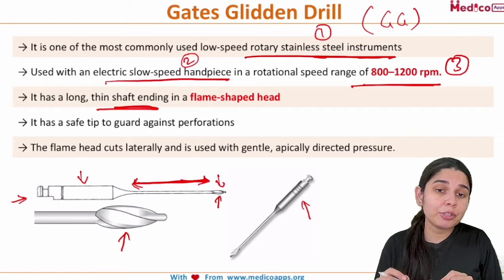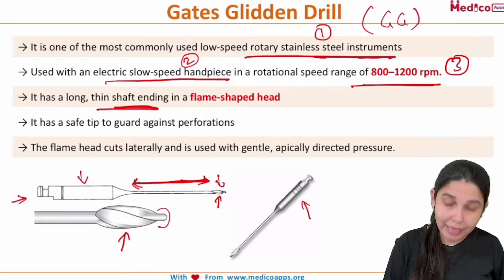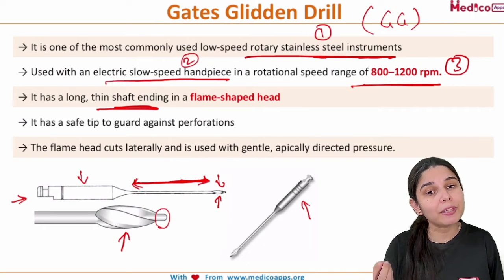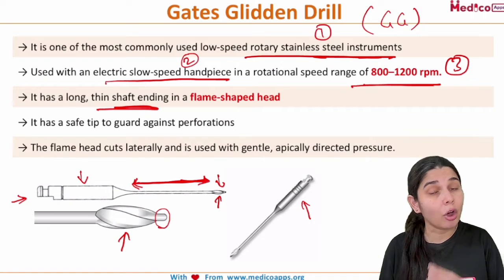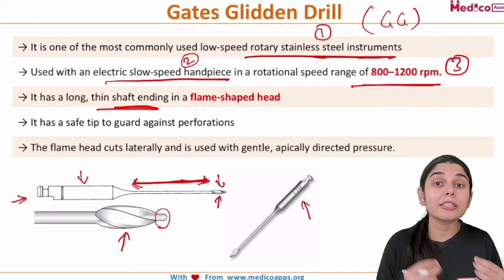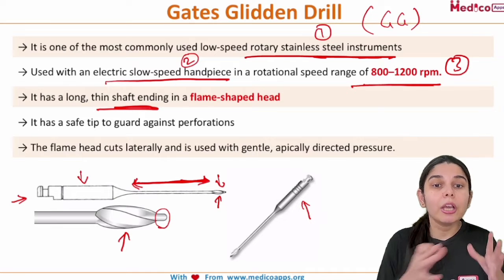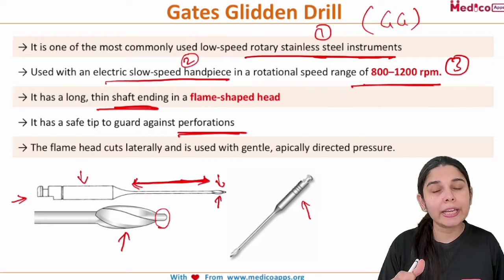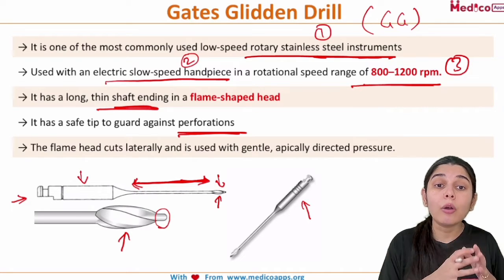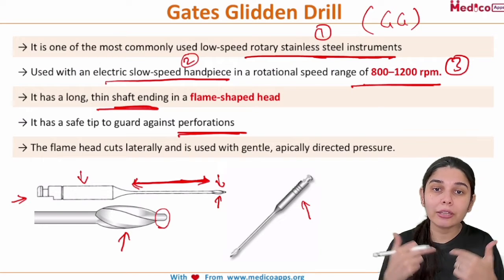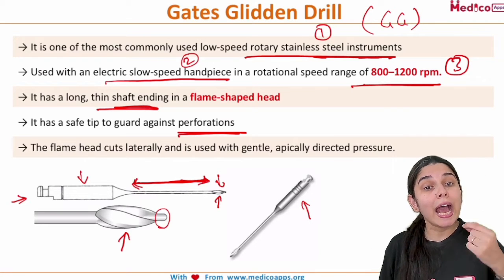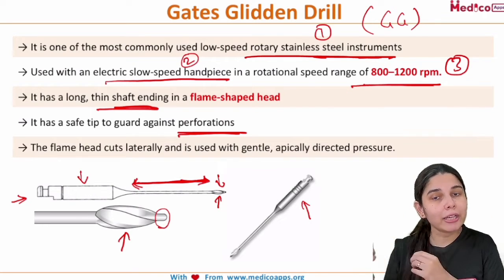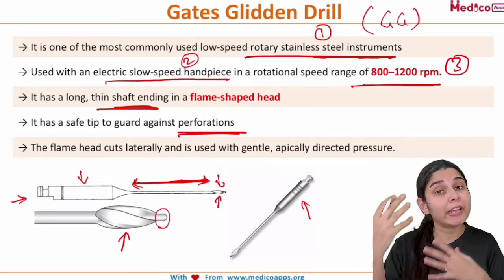Now this flame shape has a tip that is non-cutting. What is the significance? Why am I specifying that the tip is non-cutting? It has a non-cutting edge, so it is called a safe tip. Now, how is it a safe tip? As it is guarding against perforation. That means it won't directly hit and perforate the tooth structure. How? Because the working head of that GG drill has a safe tip, since it has a non-cutting edge. It has a non-cutting edge at the tip and a flame-shaped head.